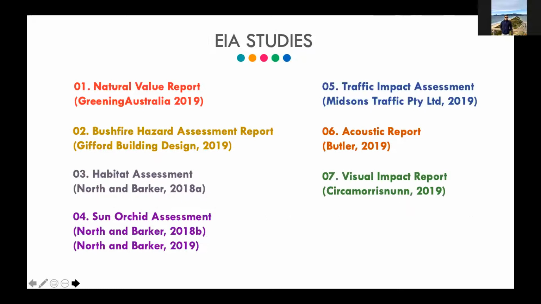Okay, thank you, Tony. Now I'm going to talk about the current environmental impact assessment studies that have been conducted in the proposed development area. First is the natural value report, and the second is the bushfire hazard assessment report. Habitat assessment and sun orchid assessment is conducted by North and Barker. There is also a traffic impact assessment from Midson Traffic Company. And the last two are acoustic and visual reports. From these documents, we will present the impact during the construction and after construction, or when the project begins.